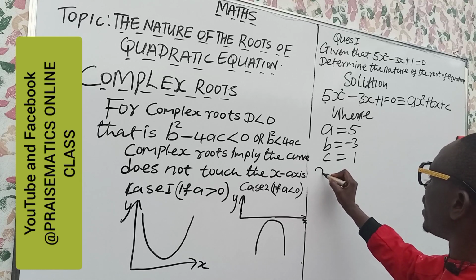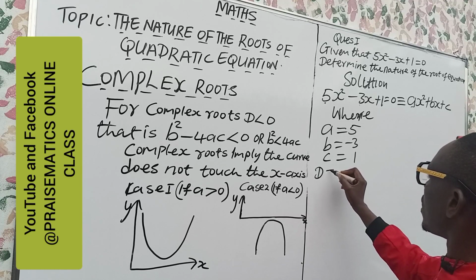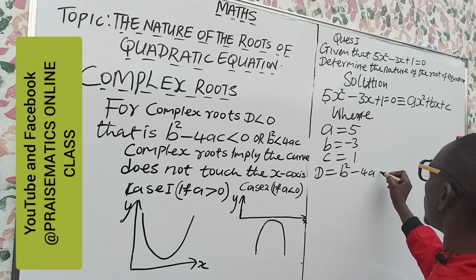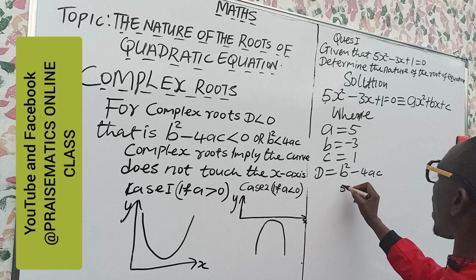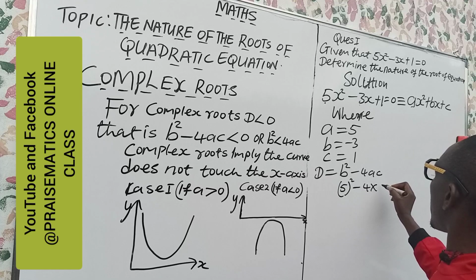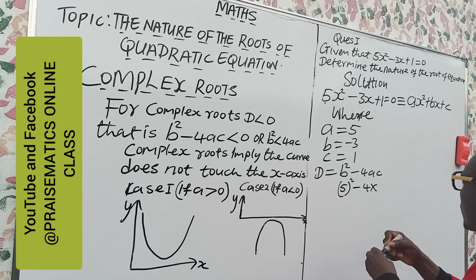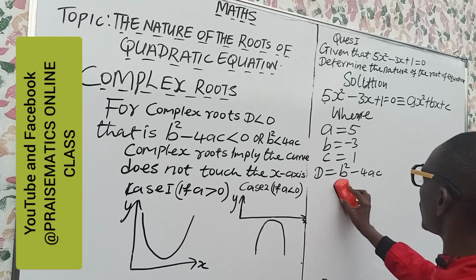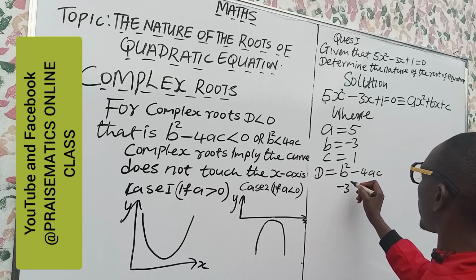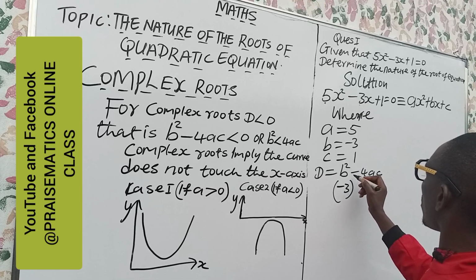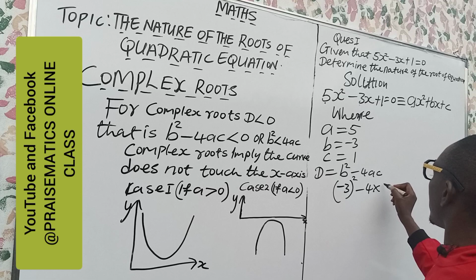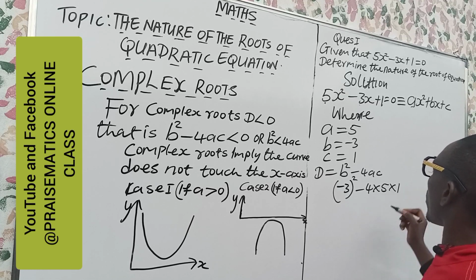Now recall that the discriminant is equal to b squared minus 4ac. Our b is minus 3, so we have minus 3 squared, minus 4 times a, which is 5, times c, which is 1.